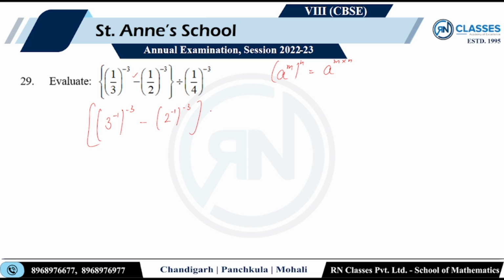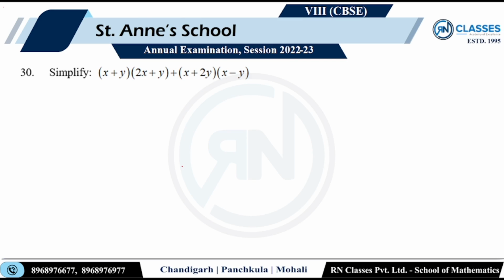This I'm going to use divided by यहाँ पे भी 4 raised to the power minus 1 raised to the power minus 3. This becomes 3 raised to the power 3 minus 2 raised to the power 3 divided by 4 raised to the power 3. So this becomes 27 minus 8 divided by 64. So final answer is 27 minus 8 is 19 divided by 64, simple.